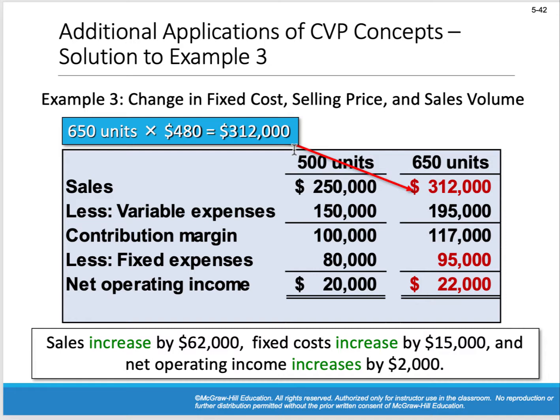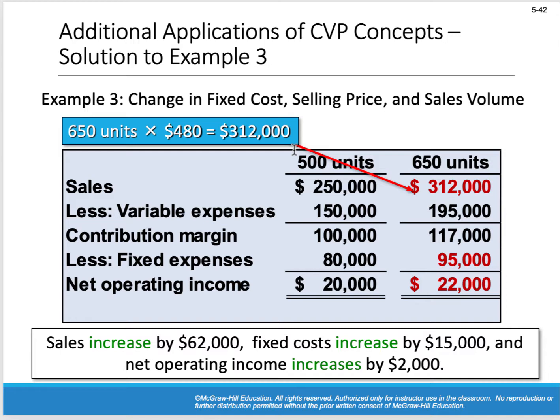Great. Now it's time to calculate the contribution margin. I know my contribution margin is sales less variable expenses. $312,000 minus $195,000 gives me a contribution margin of $117,000. From there, I have to subtract out my fixed costs. Now, in this example, fixed cost actually increased, right? Because we added $15,000 to our fixed expenses. So they were $80,000, but under this presumed plan, guess what? They're $95,000. $80,000 plus $15,000 gives me the $95,000.